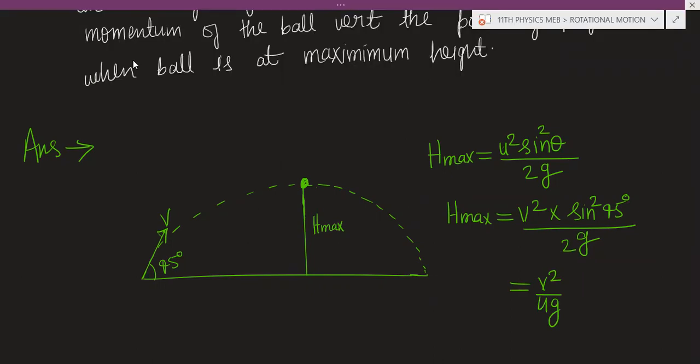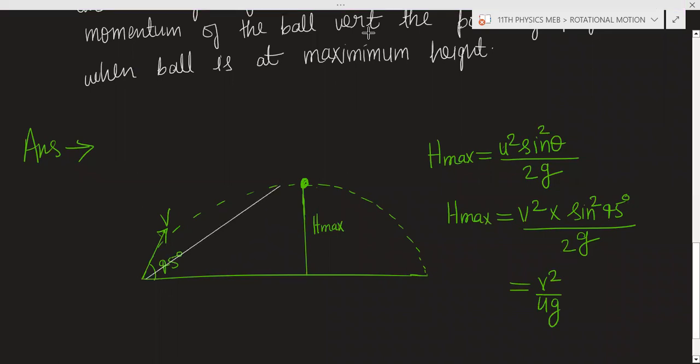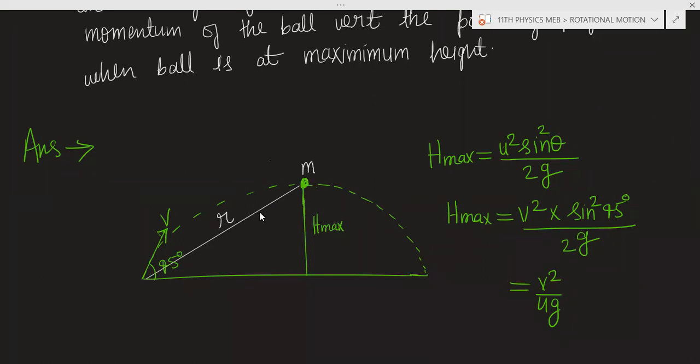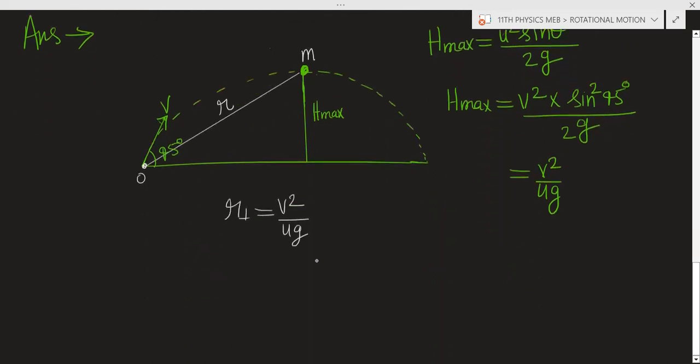And you want to find the angular momentum at this point. For that there is a requirement of r, the angular momentum of the ball having mass m about the point of projection. Suppose O is the point of projection. The perpendicular distance, or the perpendicular component of this r, is h max. So r perpendicular here is h max, that is v square by 4g.